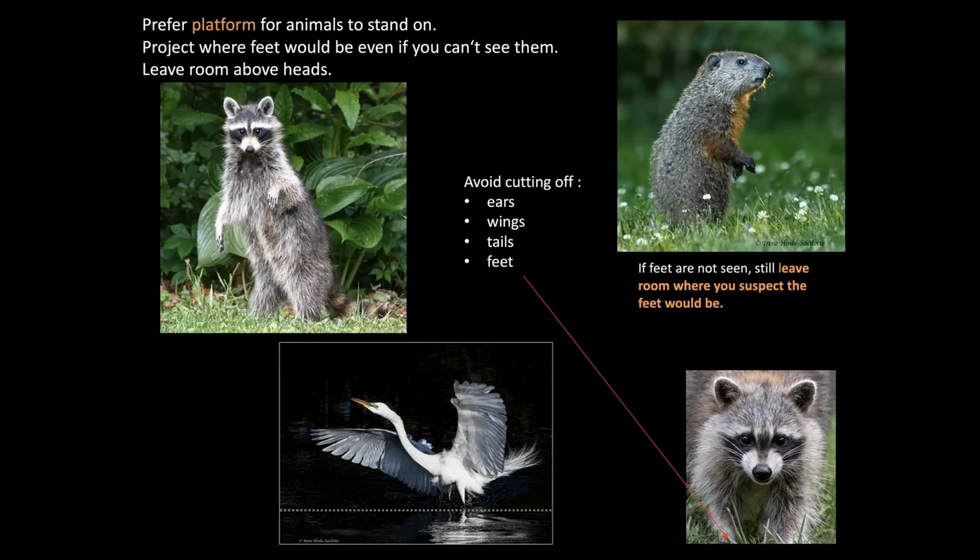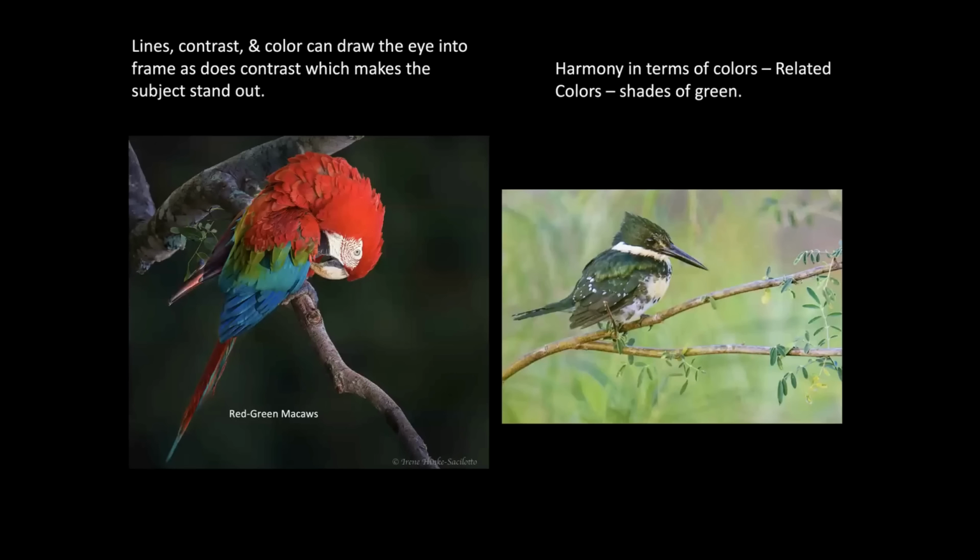I leave room, a platform for where the feet would be if you could see them. The same thing with this groundhog. He's got beautiful rim light, by the way, on him. And there's room underneath where his feet might be. The bird below, the heron, is a good example of, oh, if I cut the image where I see the last part of that leg showing, well, it's going to be very uncomfortable. It's not going to be very effective. I want to leave room in the frame, and I did, for where I projected that the leg would be and that the feet would be on the ground. In the case of the raccoon, well, I'm not real happy with it because I cut off the feet.